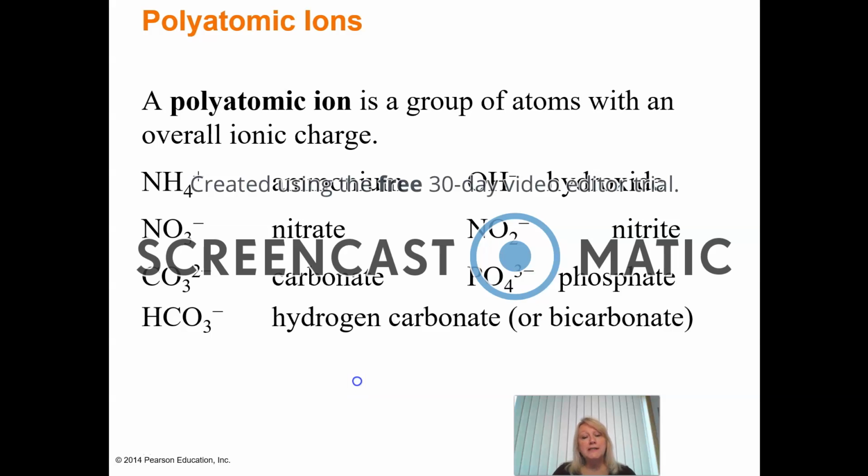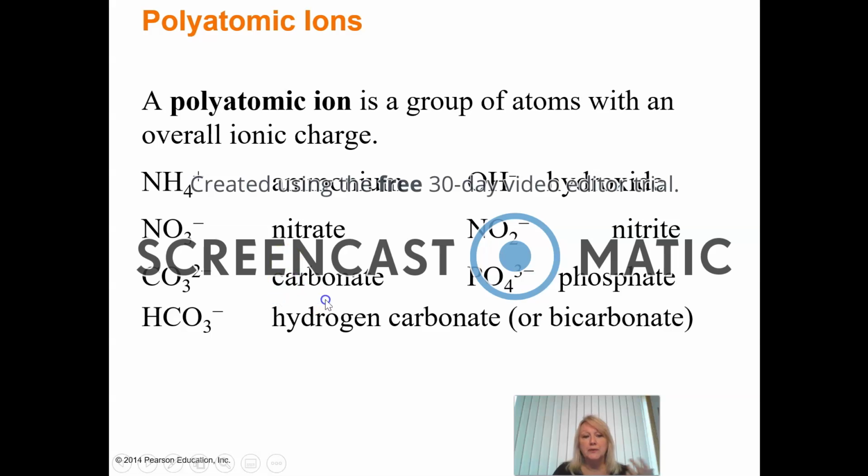Hi guys, we're going to extend our learning on writing formulas to using polyatomic ions. There really is no big difference here. You're still going to pay attention to the charges. The thing that you do have to pay attention to is that a polyatomic ion is actually a team. It's a group of atoms that work together and they stay together, and therefore you apply one overall ionic charge to that entire team of elements.